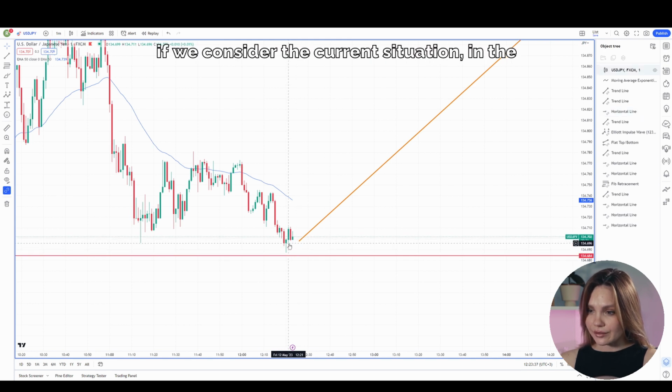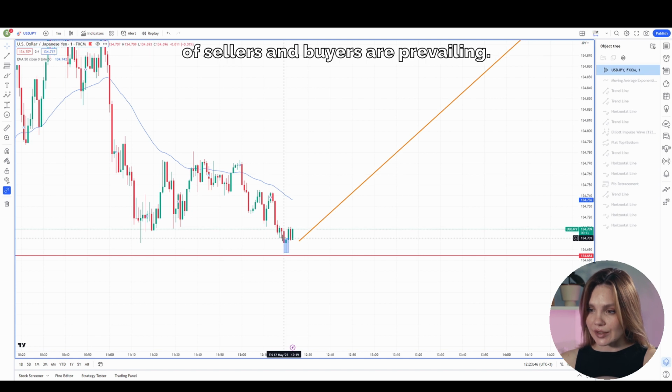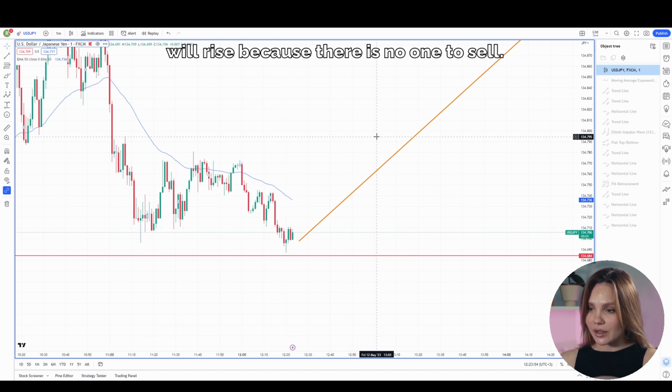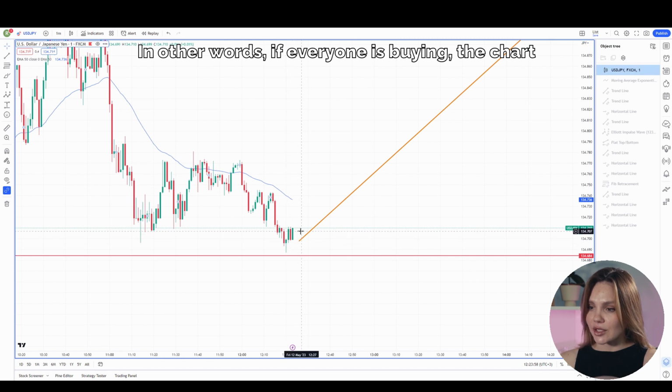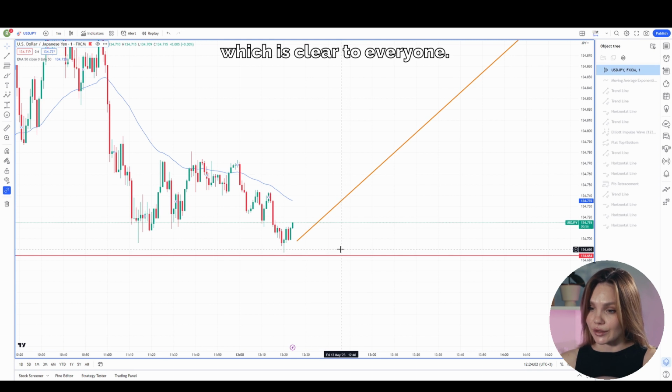And this hammer, if we consider the current situation, in the current example, gives us an understanding that there is already a lack of sellers and buyers are prevailing. What does it mean? If buyers prevail, the chart will rise because there is no one to sell. In other words, if everyone is buying, the chart goes up, and if everyone is selling, the chart goes down, which is clear to everyone.